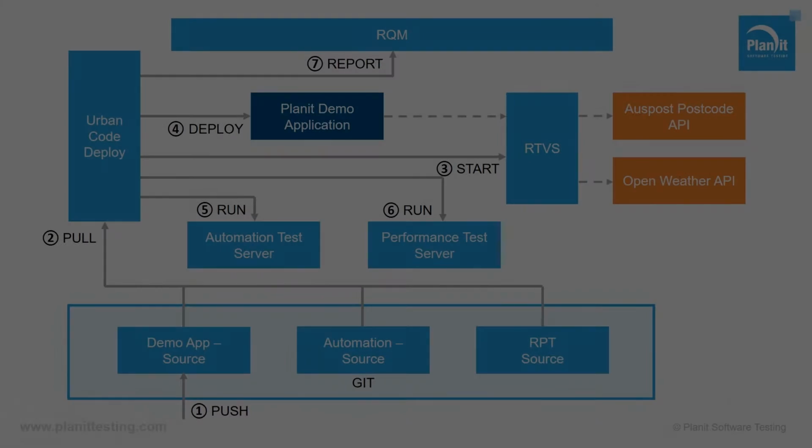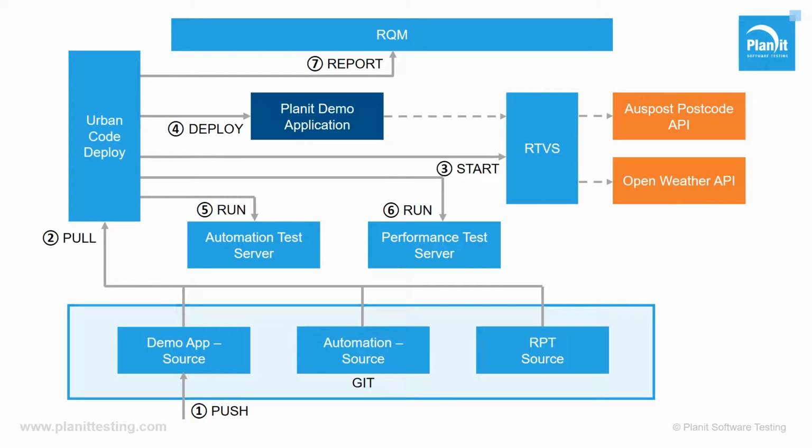At Planit, we have built a small demo application that is composed of a backend that consumes two publicly available APIs, Australia Post's postcode lookup and OpenWeatherMap's weather forecast search APIs. To test this application, we have developed two virtual services in Rational Integration Tester and deployed into RTVS to be used in place of the postcode and weather public APIs, a UI automation tool using Selenium, and a performance test using Rational Performance Tester.